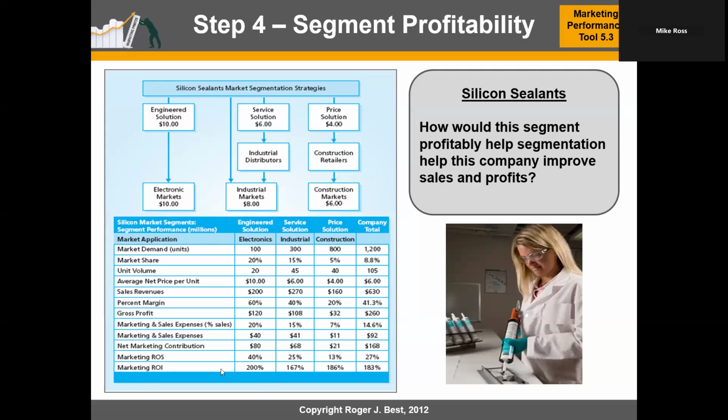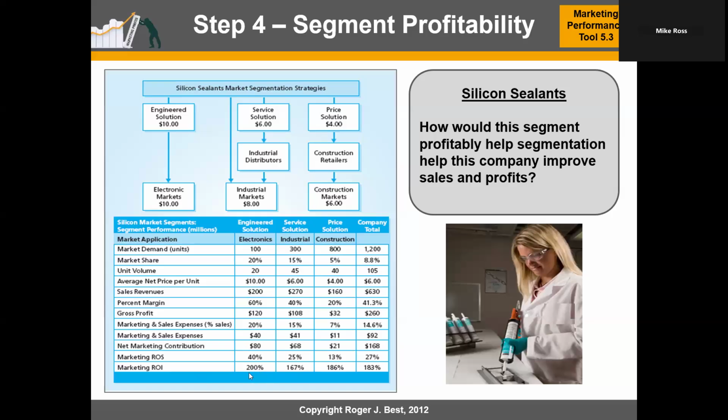Let's say if I'm 3M, and I say, wow, it looks like my marketing return on investment is 200% here, 167% here in industrial, 186% in construction, for an overall weighted average of 183% for marketing ROI across the company. So now I'm able to allocate my marketing and sales resources based upon everything else being equal.